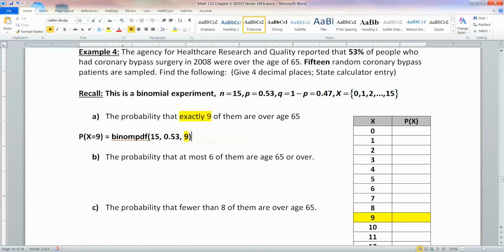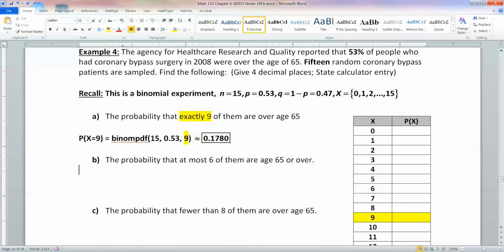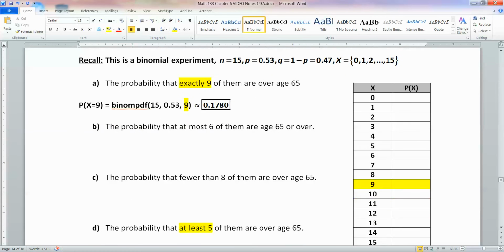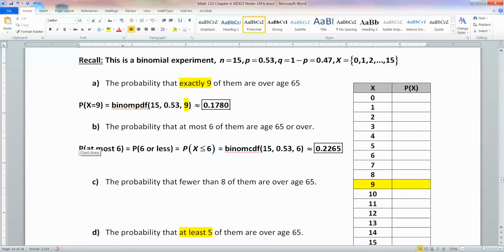All right then. Now let's talk about the probability that at most 6 of them are over age 65. Now, at most is a phrase that's kind of strange in English. If you think, I want at most 2 children, that means I don't want any more than that. I want 2 or less, right? So that's what you're saying. So when you say I want at most 6, I want 6 or less, right? And that's the English for it.